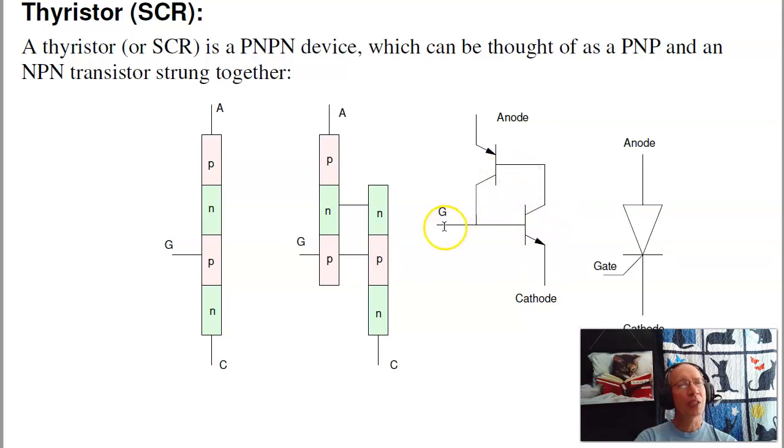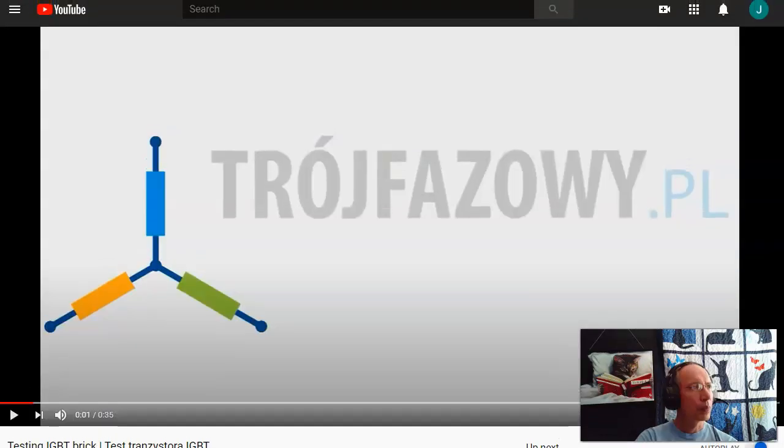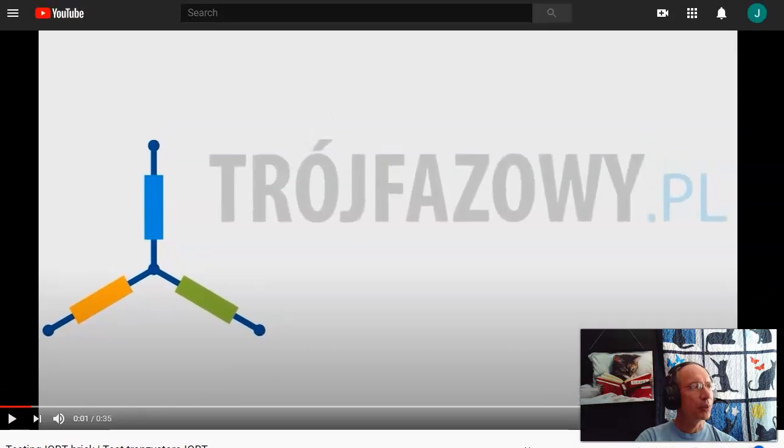Once I apply a little bit of current to the gate, the thyristor turns on and stays on. As soon as I ground the gate, turn off the current flow through this transistor, that blocks the current from the base, which blocks the PNP, which blocks the NPN. Once I turn it off, it stays off. Once I turn it on, it stays on. And there's a good example of that on YouTube.